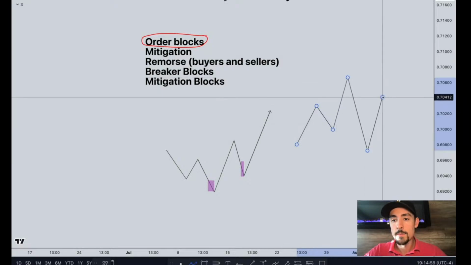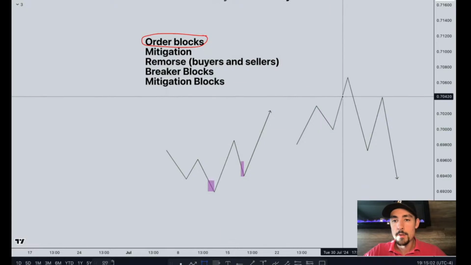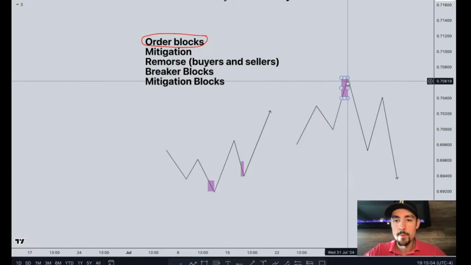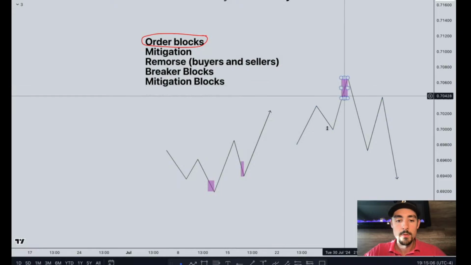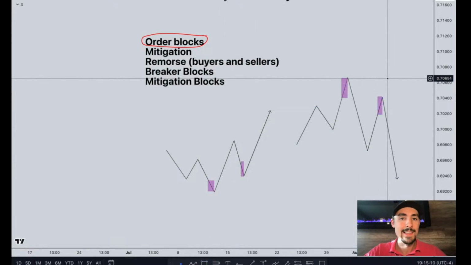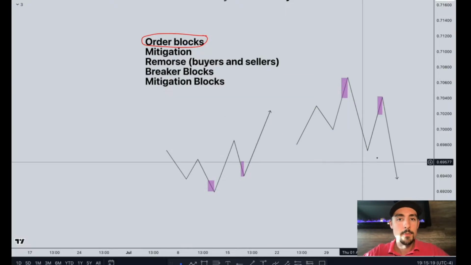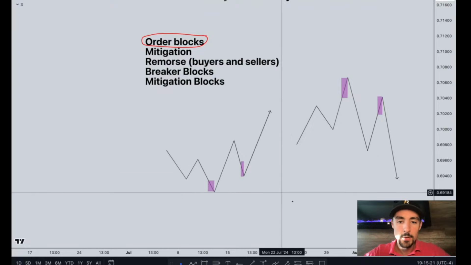The same thing can be said taking the inverse into consideration. If we have a bearish environment, you've got those last up candles prior to down moves, and these would be examples of order blocks as well. The last up candle before a down move, or the last consecutive up close candles prior to an engulfing down move. In a bearish environment, you'd be looking for those as order blocks too.